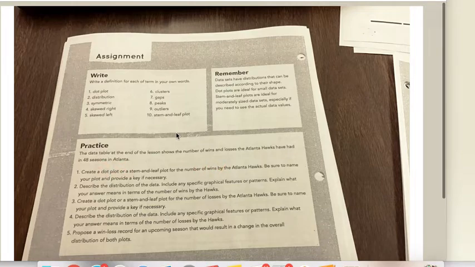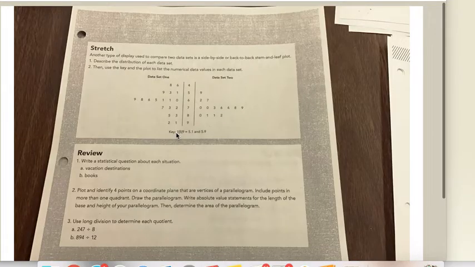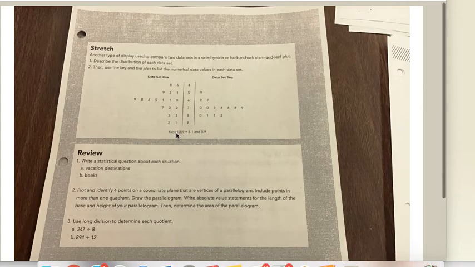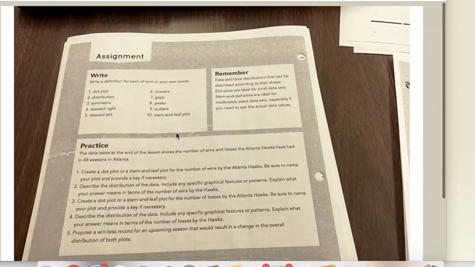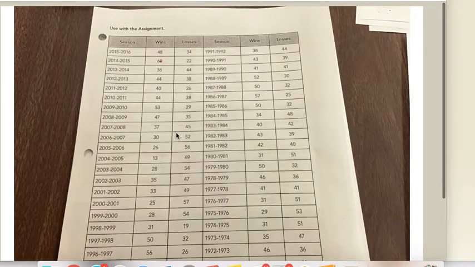Be sure to name it. So if I'm doing a dot plot, I would start off by maybe making my line across the bottom, and we're going to do number of wins. And if I go back to my table, I see that here are my wins, okay? And then we have our seasons. So the top part of my graph is going to say seasons.